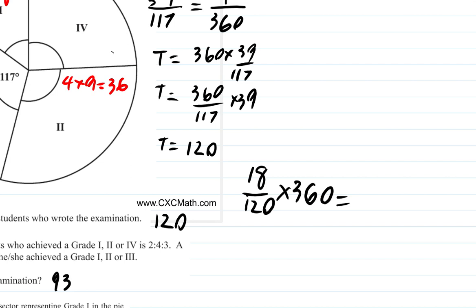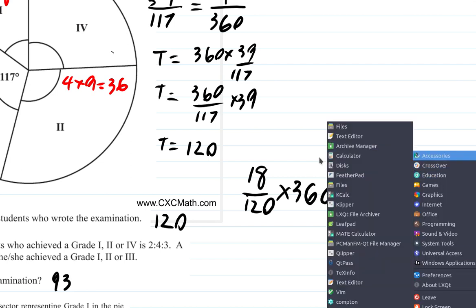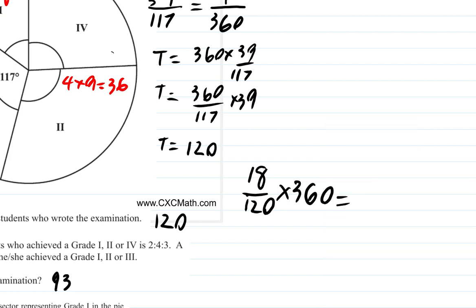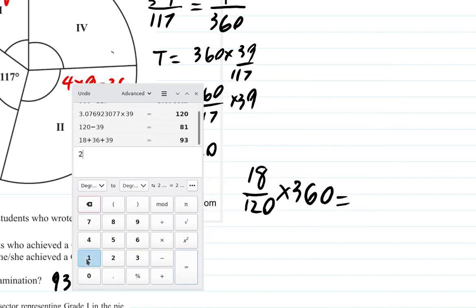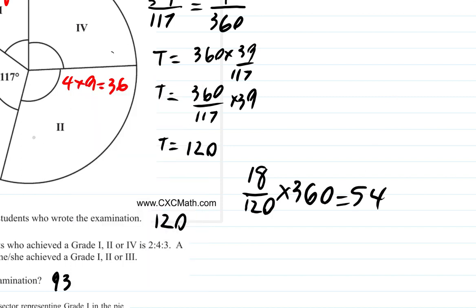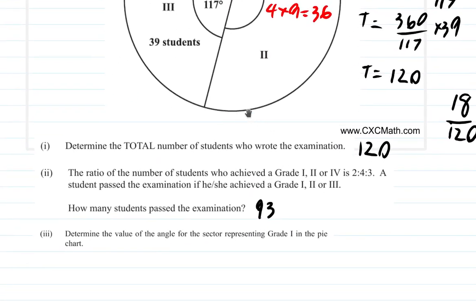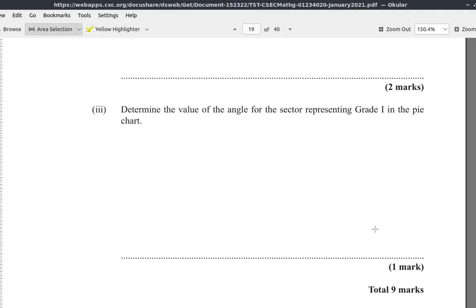So, let's look at using our calculator again. 18 over 120 equals. Multiply by 360 gives you 54. So the answer to that is 54 degrees. So there you have it. That is the end of question 5.